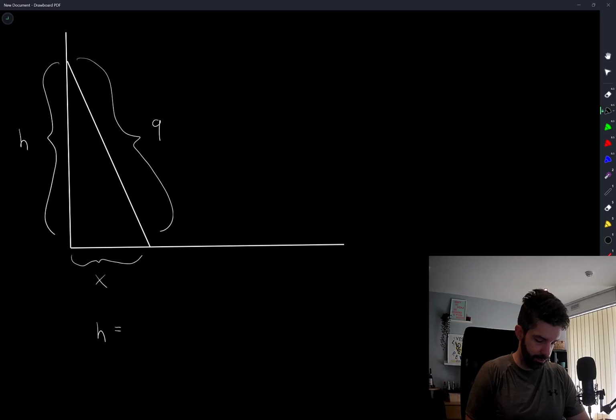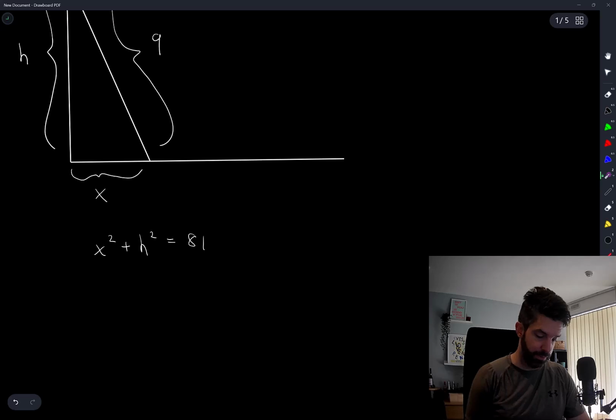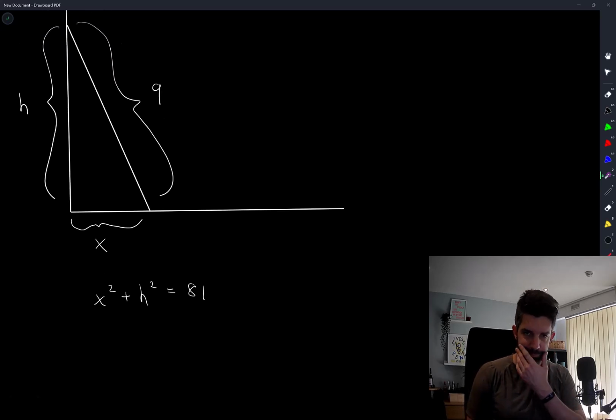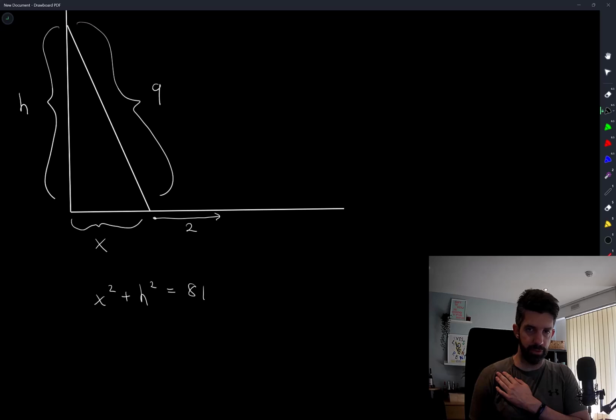We have h is equal to the square root of 81 minus x squared. Maybe instead of doing it like that, I'll just write down the relation that they satisfy. Rather than having the square root everywhere, we might be able to get through this problem without using a square root anywhere, or at least not till the very end. Now this point is moving in that direction at a speed of 2 meters per second. And we want to figure out how fast the top end is sliding downward.